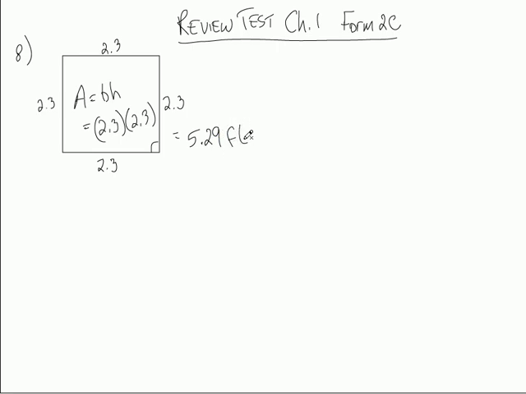No, just keep it like that. It comes out exactly 5.29. There's no reason to round it. Just keep the decimal places. Now, is it 5.29 feet? It's area, so it's what? Feet squared. Good. You could say square feet, or you could say feet squared. It doesn't make any difference. That was an easy one. Y'all got that one, didn't you?